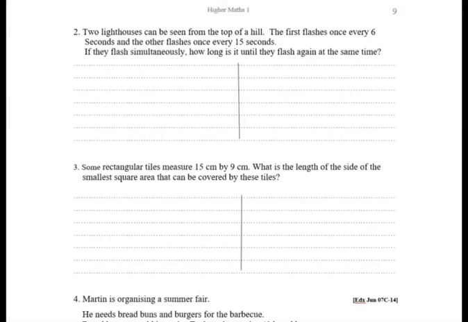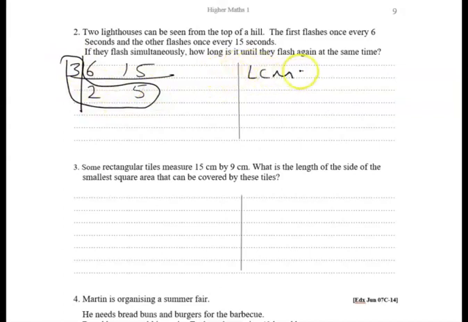So this means we're going to be using LCM. So we're going to write down here 6 and 15. And now what number can you divide them both by? 3. That's going to give me 2 and 5. And you multiply in the L shape. So the LCM is going to equal 3 times 2 times 5, which is 30 seconds. So after every 30 seconds, they're going to be flashing at the same time.